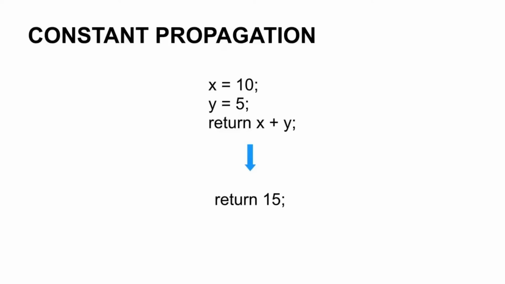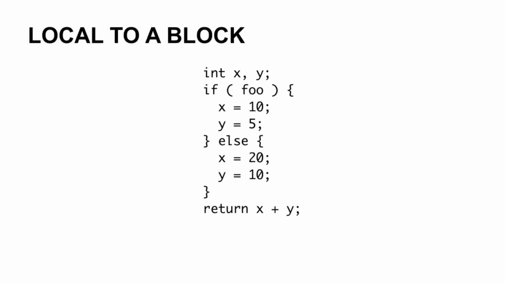But that's not actually why it's called a local optimization. The reason it's called a local optimization is because it's done within one block of code. You can see here, the reasoning's fairly straightforward when we just have x equals 10, y equals 5, return x plus y. We can turn that into 15. But what if we had a slightly more complicated example? Something like this, where we have int x, y, but if foo is true, we set x equal to 10 and y equal to 5, else we set x equal to 20 and y equal to 10. Now it's not so easy to optimize the return statement at the end. If we had a sufficiently clever compiler, we could move the return statement inside the true block and turn that just into 15, and we could move the return statement inside the else block and turn that into 30, but clearly that requires a bit more cleverness than just doing constant propagation.